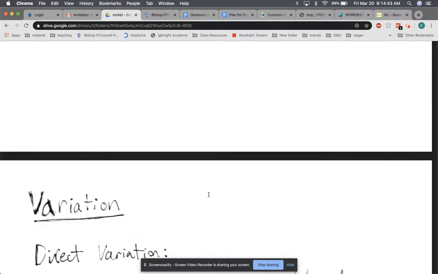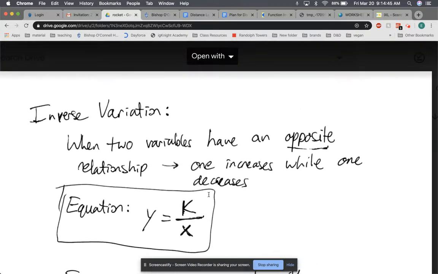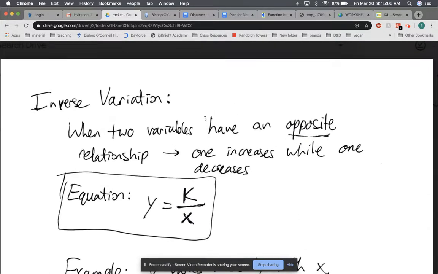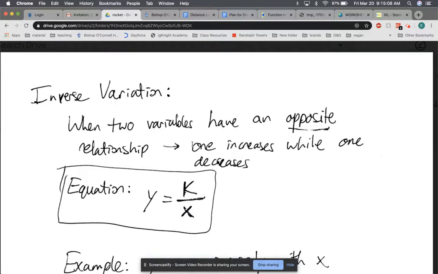The next part is inverse variation. This is probably intuitive, but inverse variation is just the opposite. That means two variables now have an opposite relationship. So they do different things, and one is going to increase while the other decreases. So very different. Of course, you could have one of the two situations, right? Either the two variables are going to do the same thing together, or they're going to be opposite of each other.